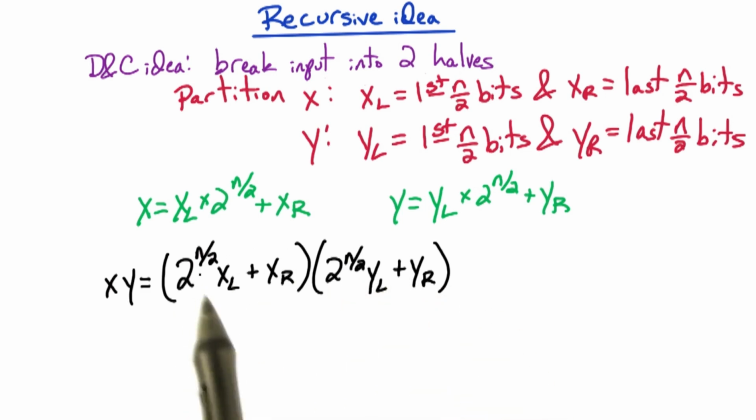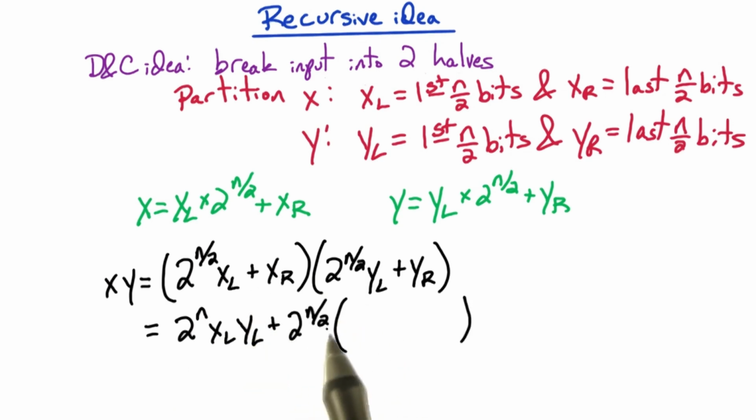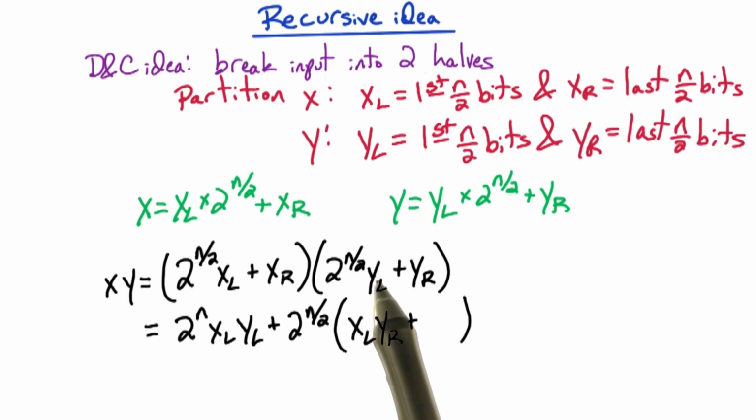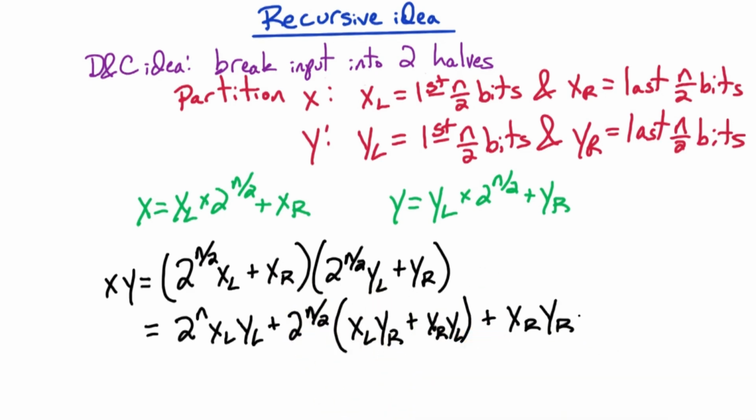Now let's expand out this expression and see what we get. Multiplying the first terms together, we get 2 to the n times xl times yl. We get two terms which are scaled by 2 to the n over 2. Namely, we get 2 to the n over 2 times xl times yr. And we also get 2 to the n over 2 times yl times xr. Finally, the last term is xr times yr. If you notice now, we have a recursive algorithm for computing x times y.